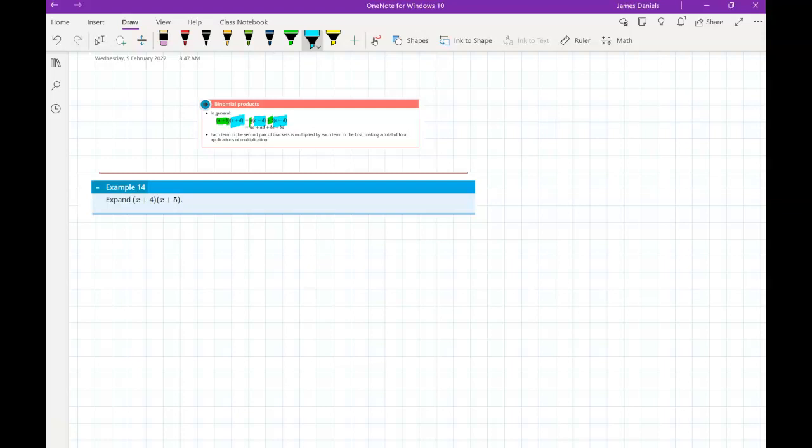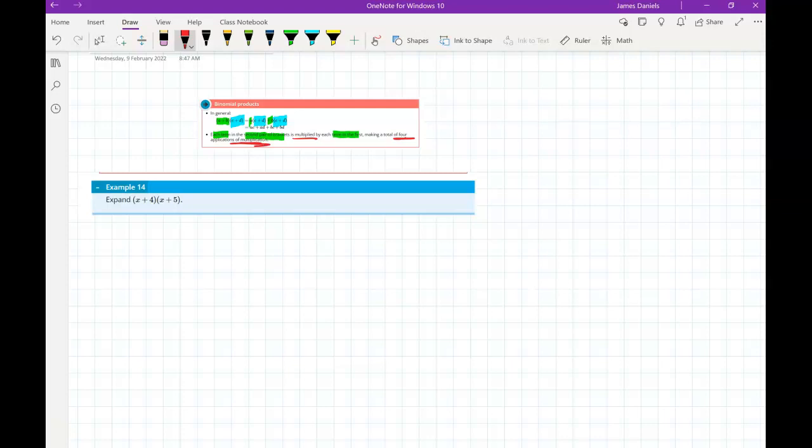Let's have a look at this second dot point, and it reads, each term in the second pair of brackets is multiplied by each term in the first. So that's why if you look up in the theory, we have a times the second and then b times the second bracket. And it makes a total of 4 applications of multiplication. So we do multiplication 4 times.